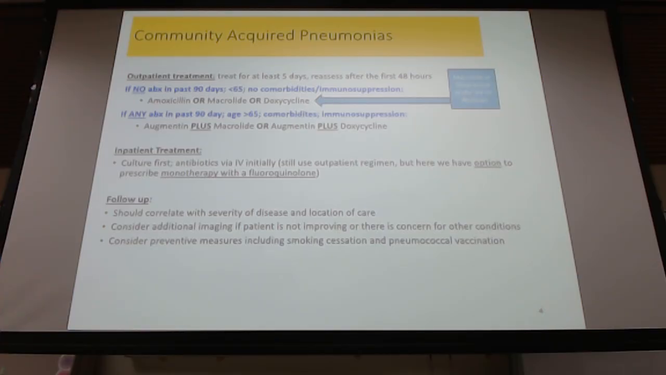So if you're going to treat, these three things: whether or not they've had antibiotics, their age, and any comorbidities or immunosuppression. Know what these are and understand that one of these three things would be an indication of whether or not you can use amoxicillin or macrolide or doxycycline versus if you have to consider Augmentin. So I think it's important to understand these three things: their age, presence of comorbidities, immunosuppression, and whether or not they've had antibiotics in the past 90 days.